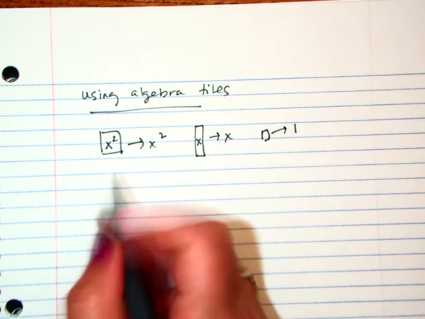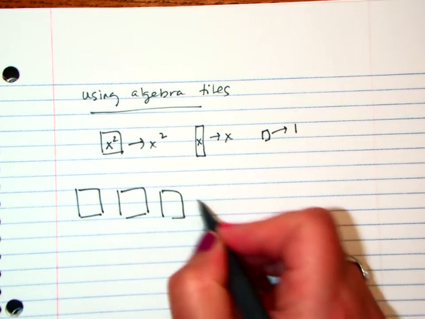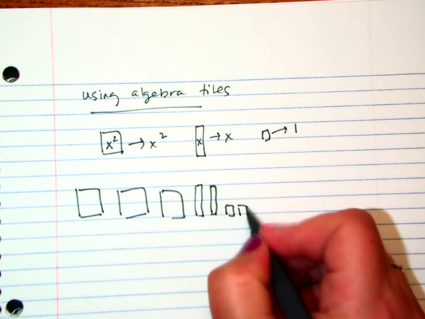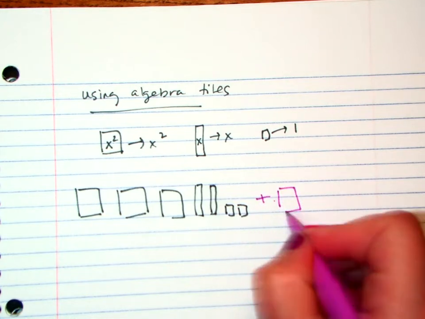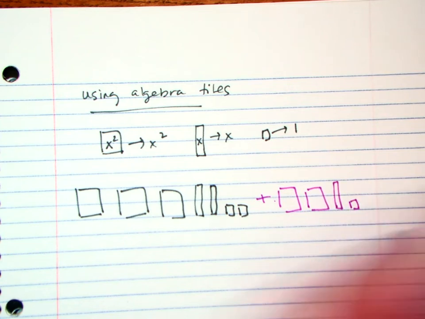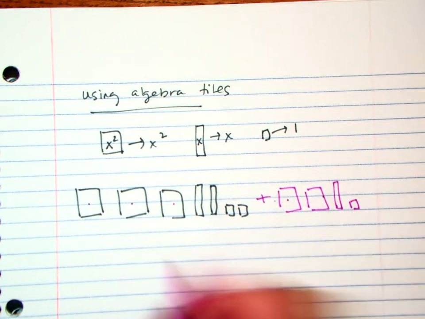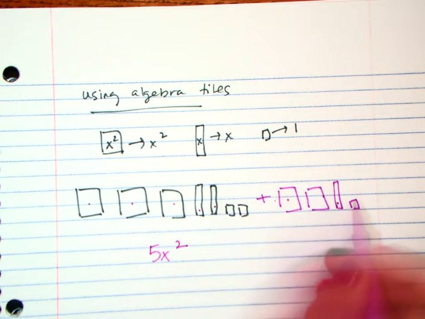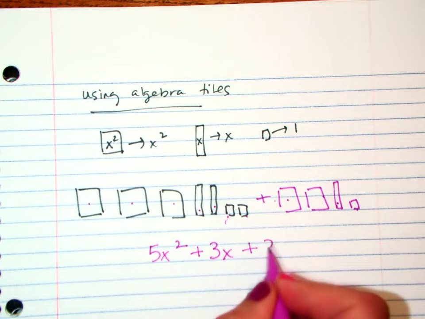So for example, I could add some x squareds, some x's, okay, and then some 1s, and then along with maybe another one, and then an x, and then a 1. So because these are all the x squareds, I have 1, 2, 3, 4, 5. So this would be 5x squared total. And then I have 1, 2, 3 of the x's, so that'd be 3x. And then 1, 2, 3 of the individuals, so that'd be plus 3.